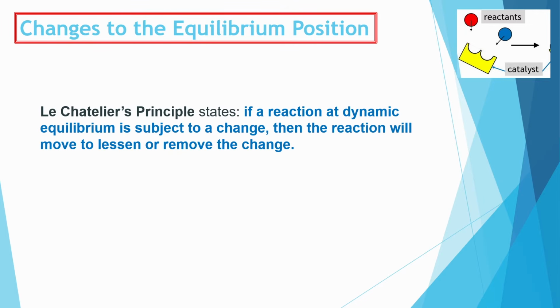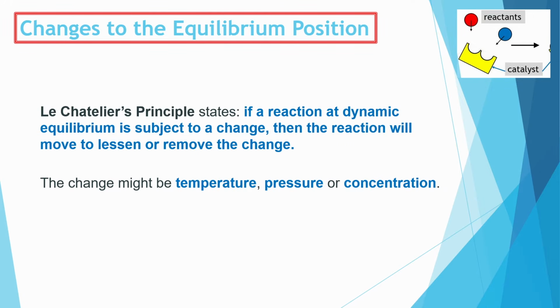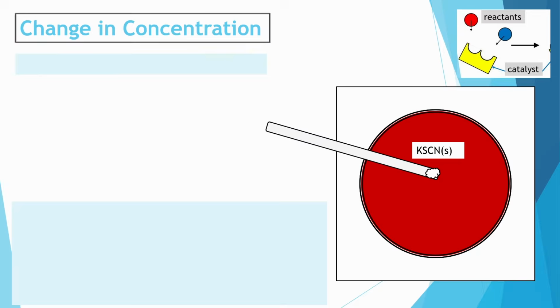So we can make changes to a reaction equilibrium. We can change the temperature, we can change the pressure, we can change the concentration. We can also change the amount of product or reactant we add. So there's kind of like 4 things that we might have to talk about. But remember, if it's at dynamic equilibrium and a change happens, it will react to do the opposite, to lessen the change.